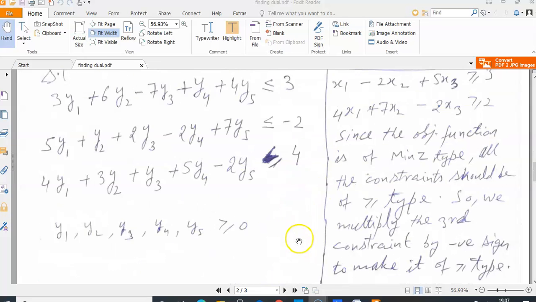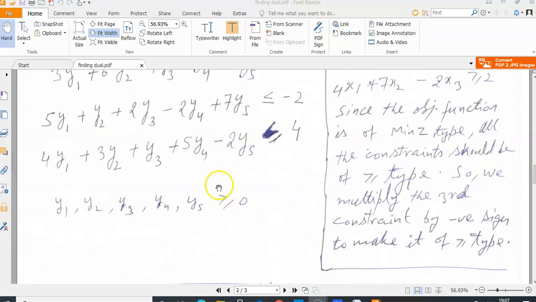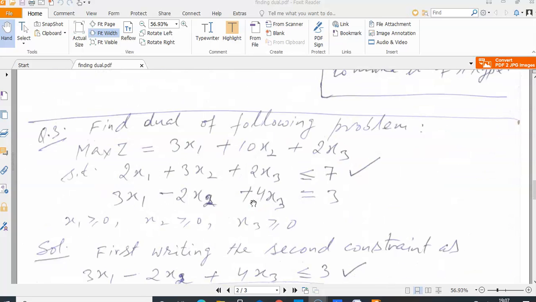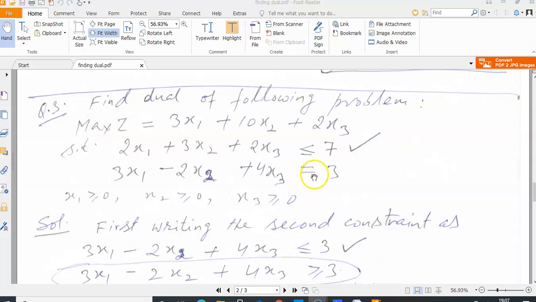So 3 minus 2, 4. So this is the dual of the given problem that we just obtained. And third one, here I am taking a different kind of constraint that is equal to type. And how to handle this kind of constraint.